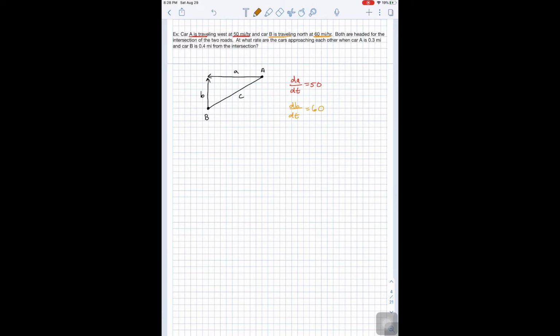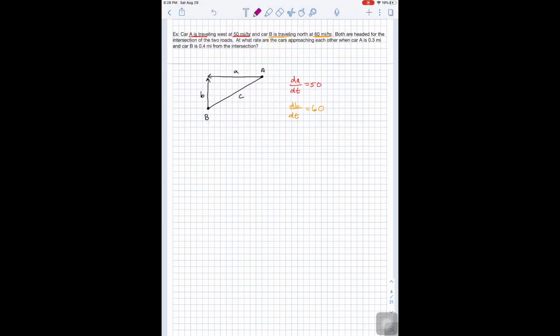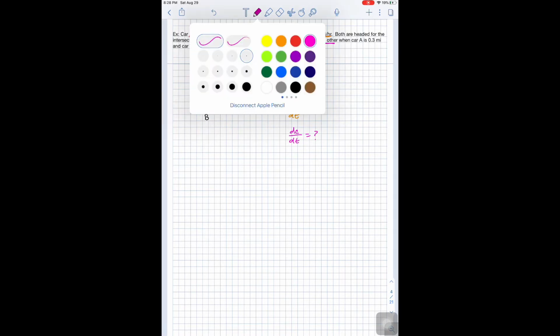Both are headed for the intersection of two roads. At what rate are the cars approaching? So the question is also a rate. Are they approaching each other? So another way of saying that is, what's the rate of change of the distance between them? So what the question is asking for is dC/dt. Good, and then we keep reading.